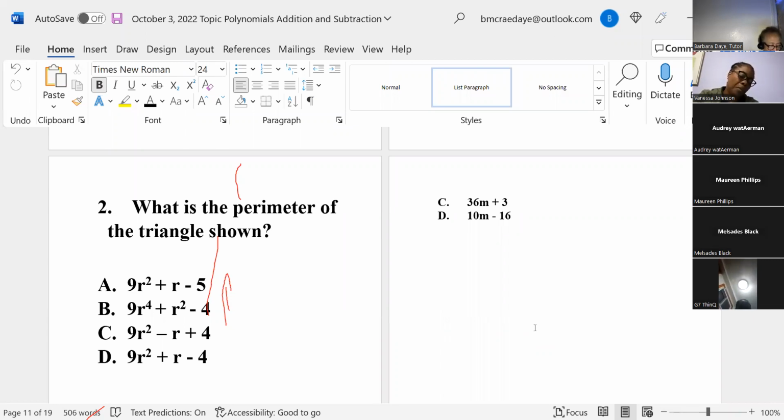Add up your r squares. They appear twice. Add up your r's. Now you can put them all in order. Put the r squares followed by the r's followed by the constants. Then it makes it easier to combine them.